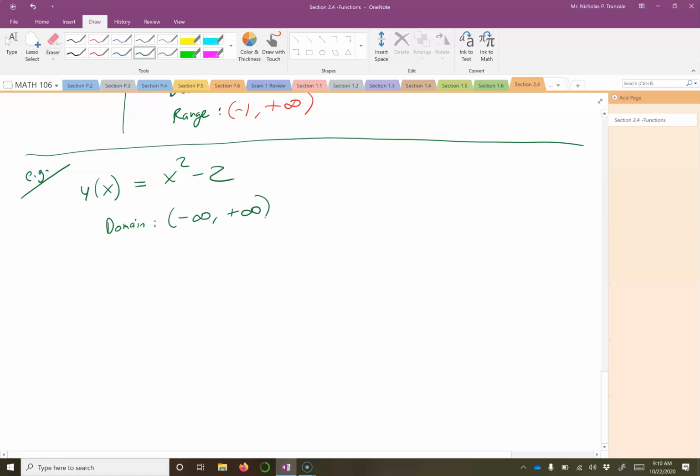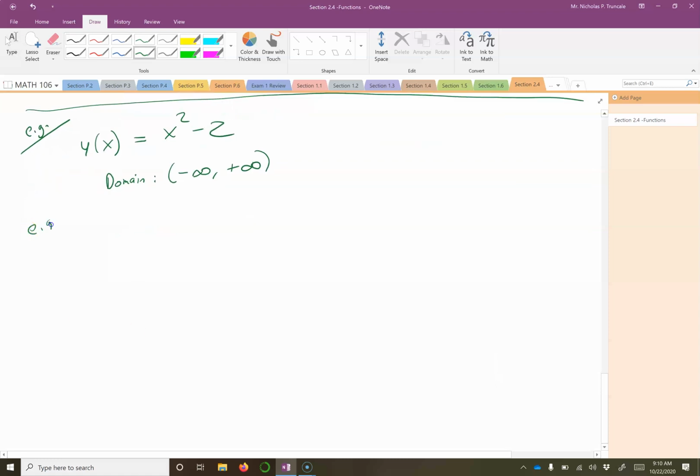Now, next one. Here we have h of x equals 1 over x² - 9. All right, so we have a rational expression.